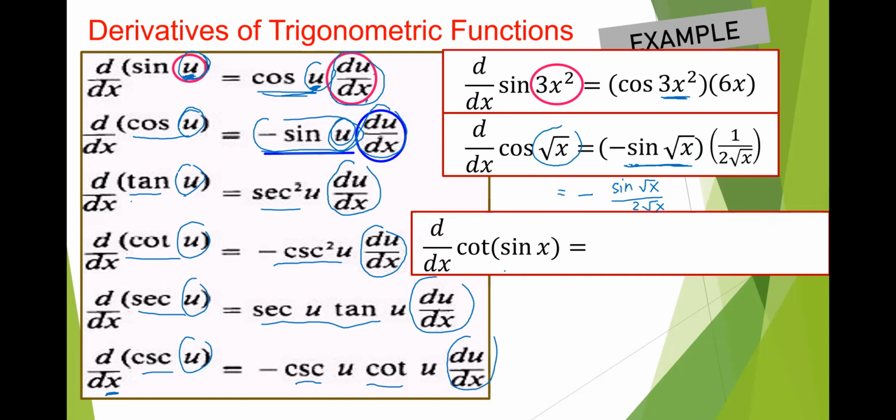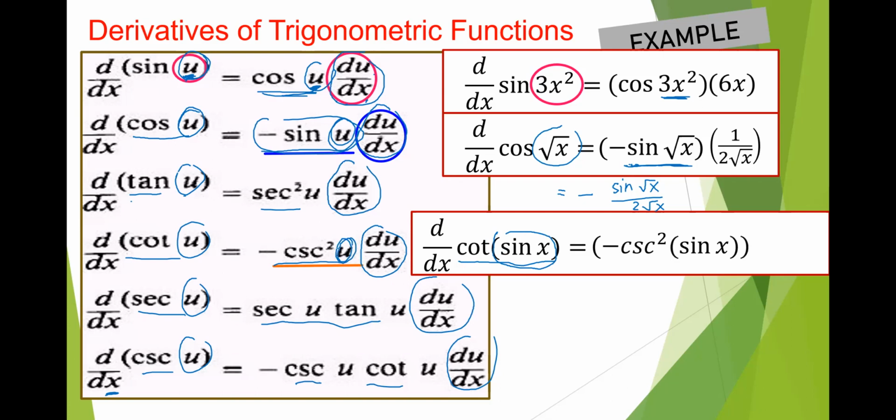Now, what about this next example? We have cotangent of sine x. Again, remember, this is not treated as a product. Be careful with that, no? Iba po yun. So, ito ang ating u. Our u is the sine x, this entire thing. It's like the cotangent of u. So, there's the copying part of that u.